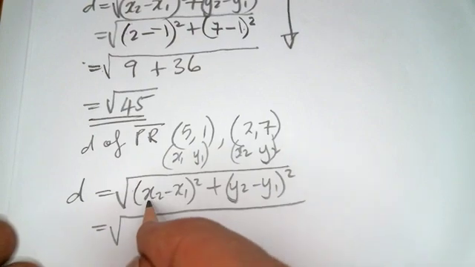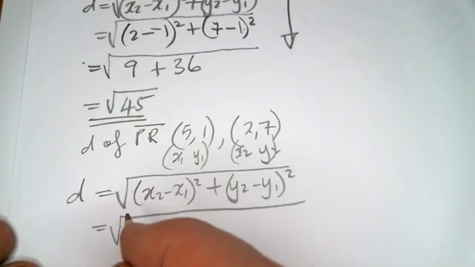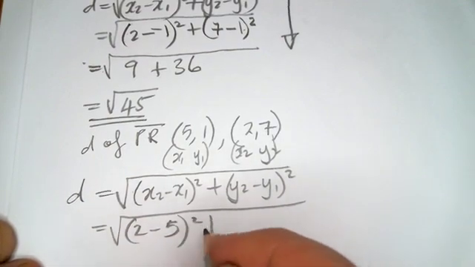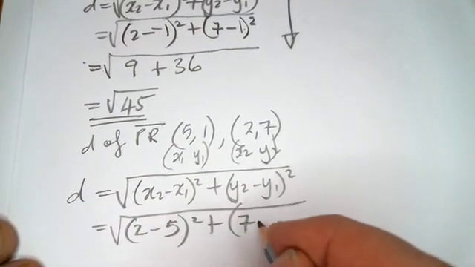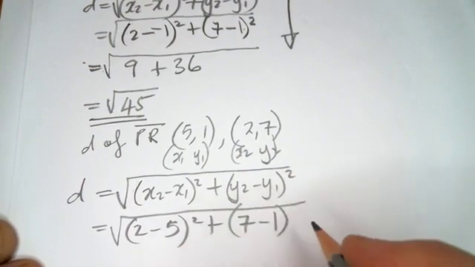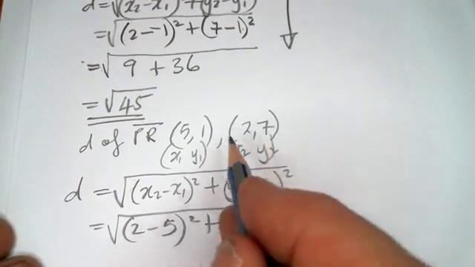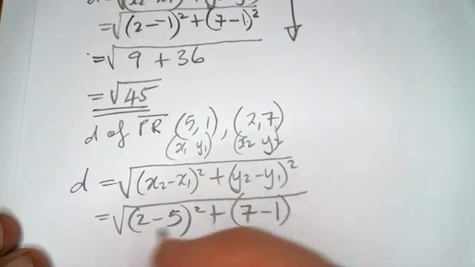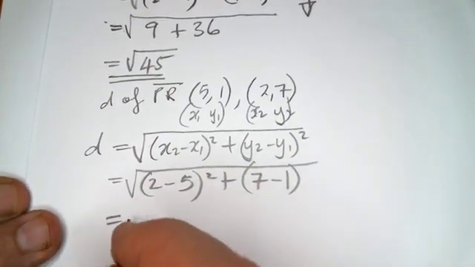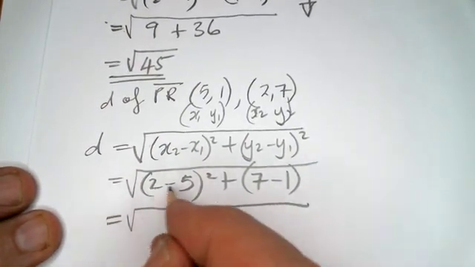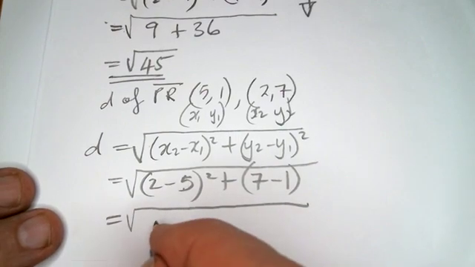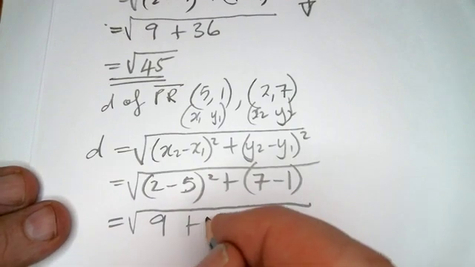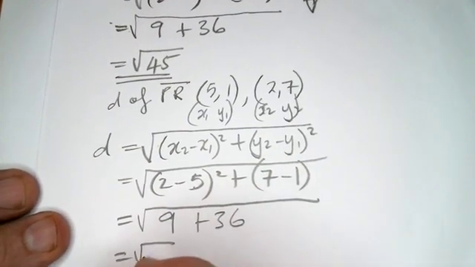We've got a y2, so straight away, what's that going to be? 2 minus 5 all squared plus 7 minus 1. Is that right? 7 minus 1. And we ended also with 7 minus 1 with the other one. Okay, so this is equal to, well, straight away I can see that 2 minus 5 is going to be negative 3. Negative 3 squared is going to be positive 9. And I've got 7 minus 1 is 6. 6 squared is 36. So I've ended up in exactly the same place.